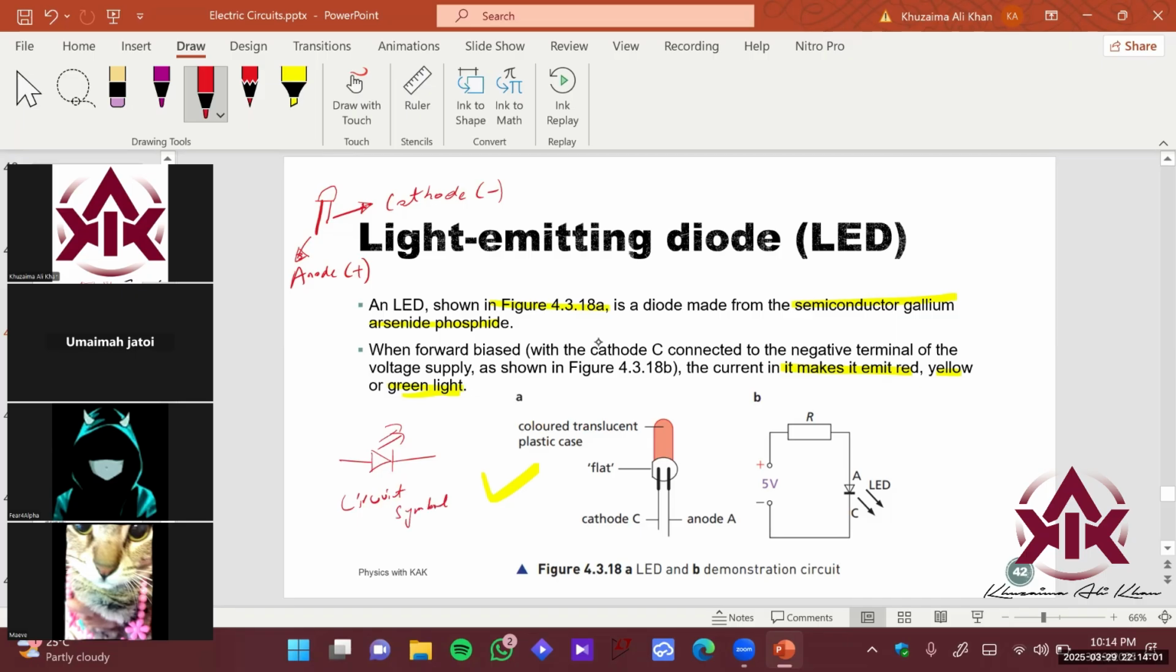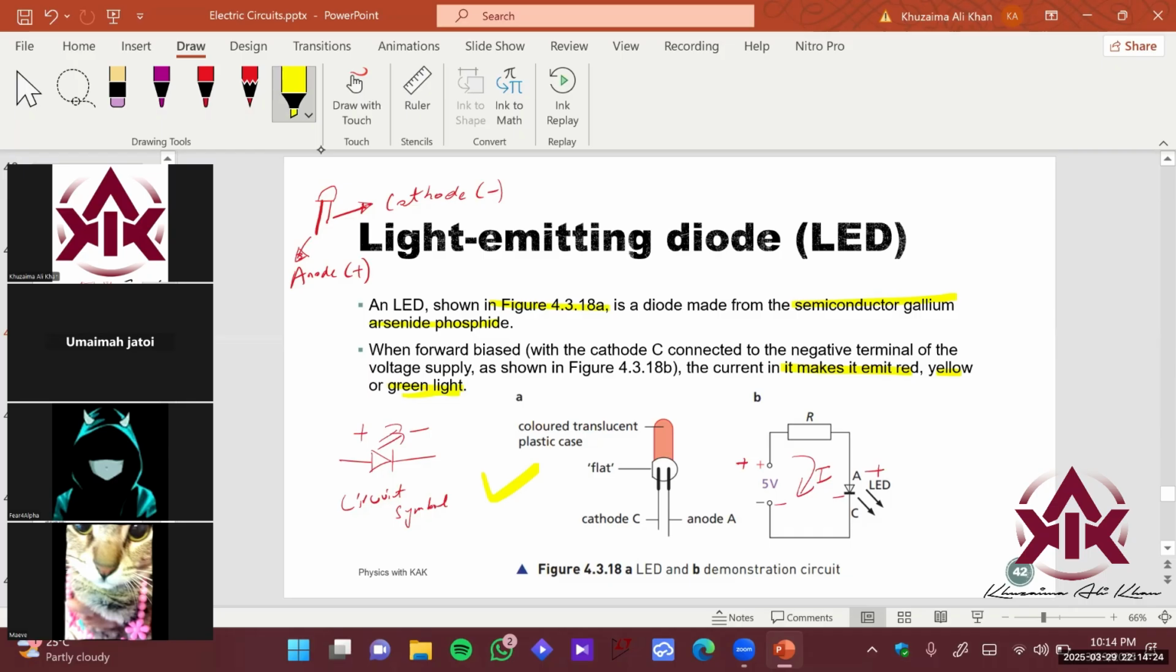If the positive of the battery is connected with the positive of the diode LED over here, and this is the negative of your LED, so if the positive of your battery is connected with the positive of your LED and the negative of your battery is connected with the negative of the LED, this will allow the current to flow in the circuit, and this basically leads towards glowing of the LED here, depending upon the color.